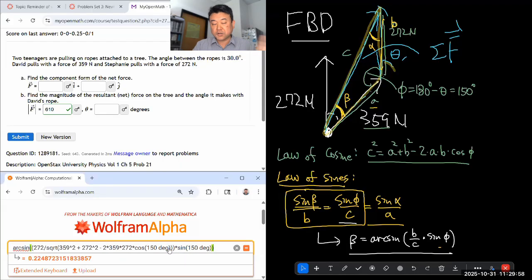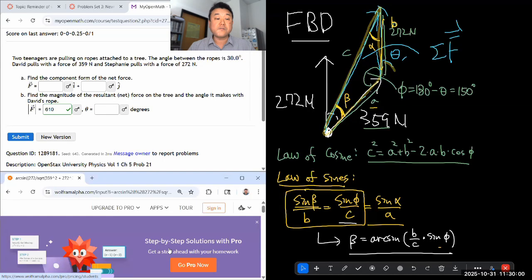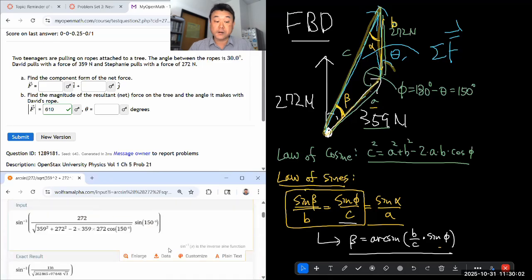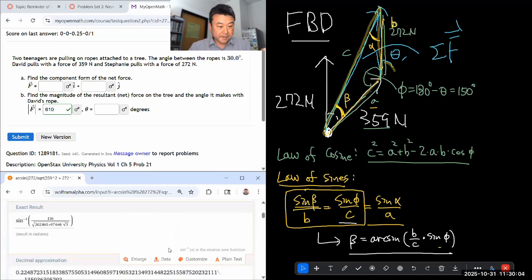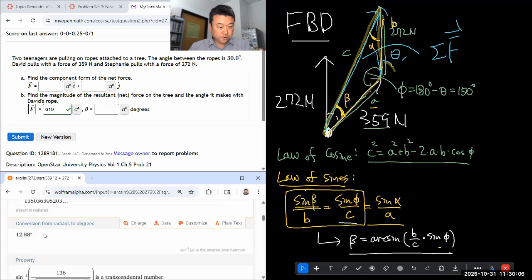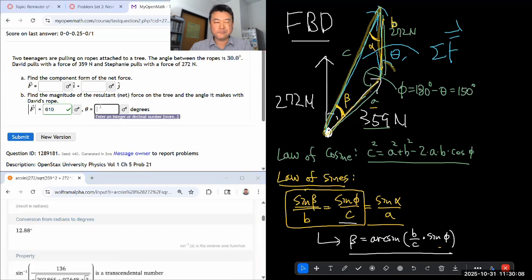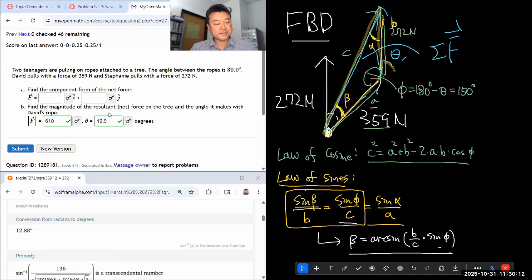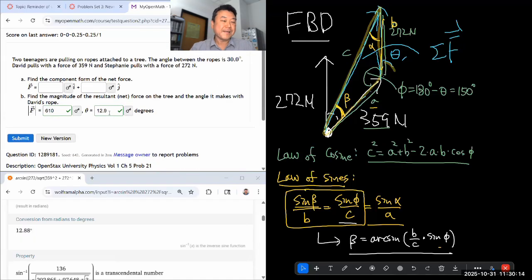I'm doing arc sine, recognizing it's an acute angle. I'm going to get an angle in the first quadrant, so I don't have to be so careful. Then I get 12.88 degrees, so rounding, 12.9 degrees maybe. Yeah, that's my answer. So you can do B first if you do this slightly non-standard approach to adding vectors.